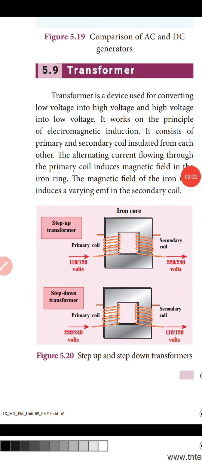Good morning students. Today's video is going to cover the transformer. A transformer is a device used for converting low voltage into high voltage and high voltage into low voltage.